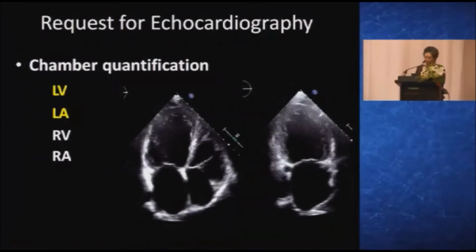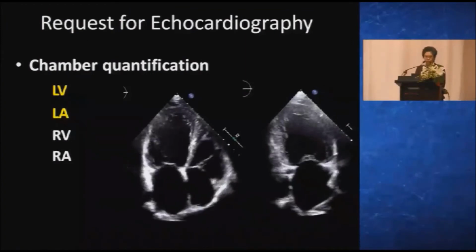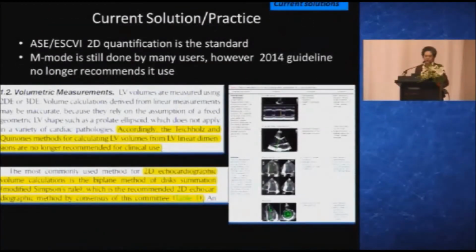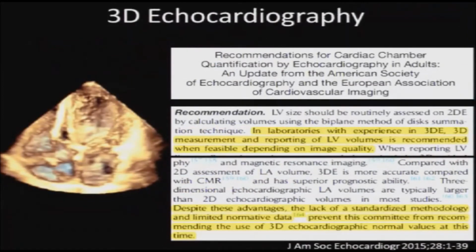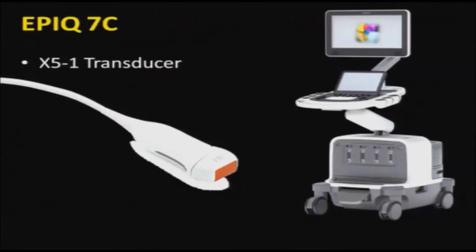And I think that the right ventricle and right atrium may come in later, but today we are focused on the left side. As Professor Lang has talked about before, right now left ventricular and left atrial quantification is based mainly on the 2D echo, the 2D biplane Simpson method. But it is also stated that in a laboratory with experience in 3D, measurement and reporting is recommended when feasible, depending on image quality. And I think that's an important part.